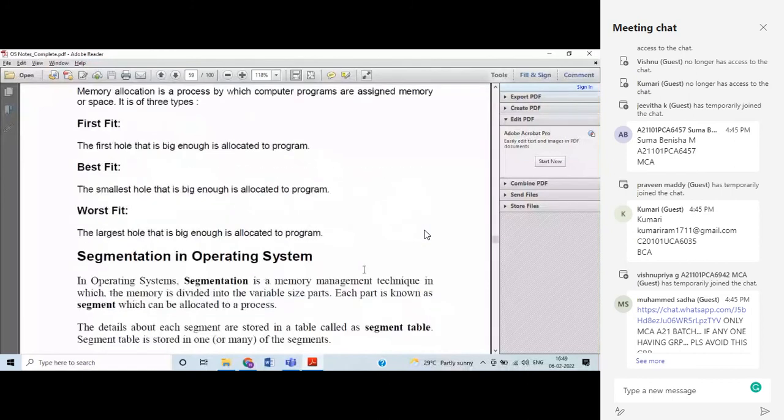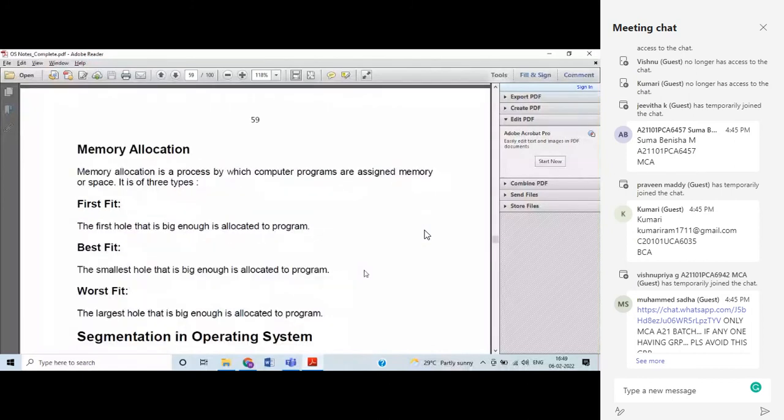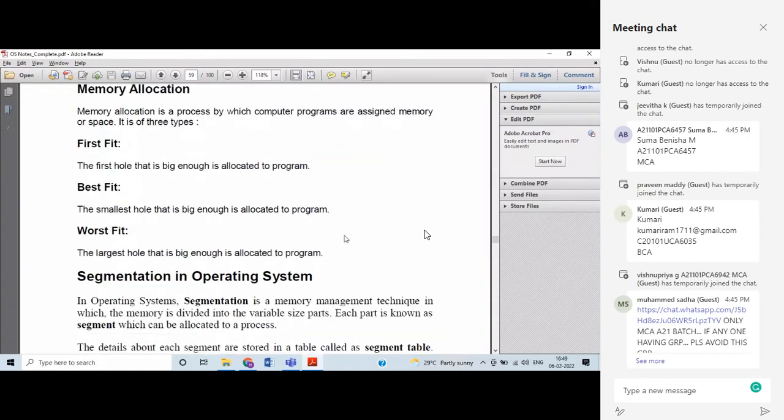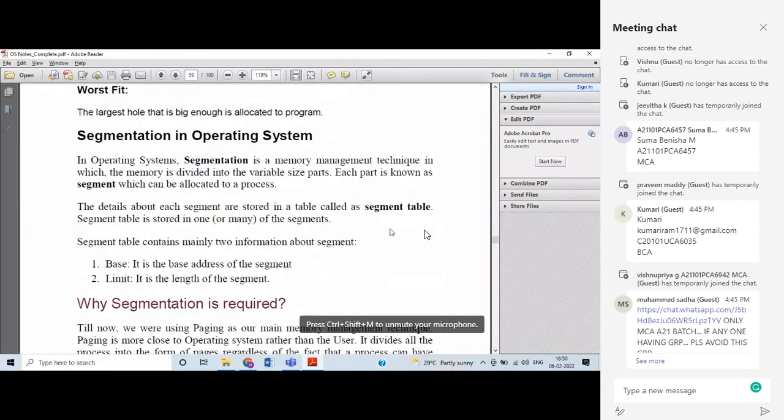So this is the structure of a page table and memory allocation. Memory allocation is of 3 types: first fit, best fit, and worst fit. What do you mean by first fit? It means the first hole that is big enough to allocate the program. Best fit means the smallest hole that is big enough to allocate the program, and worst fit means the largest hole that is big enough to allocate the program. சரியா?